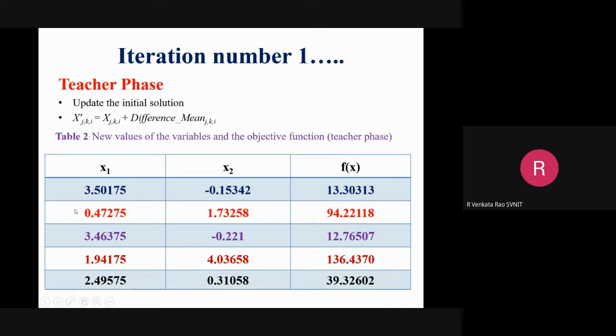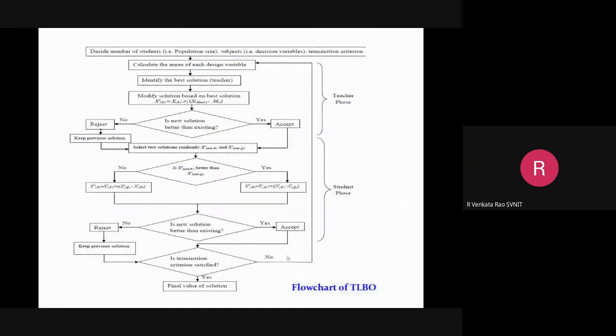And for learner 2, x1 is 0.47275 and x2 is 1.73258. You substitute these values in the objective function, and you will get 94.22118. Like that, for all the x1, x2 values of the learners, you substitute in fx and you will get these. So these are the new values of the variables and the objective function. This is table 2. Now let us go back to the flowchart. What step have we completed? The fourth block: modify the solution based on best solution. That is, new value equals old value plus some random number multiplied by best x minus mean of x. Now what is next?